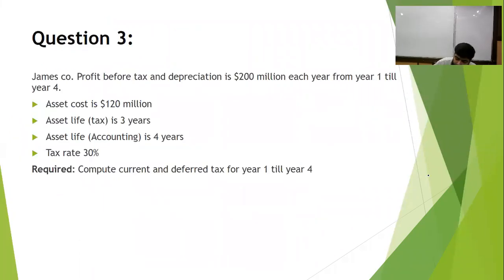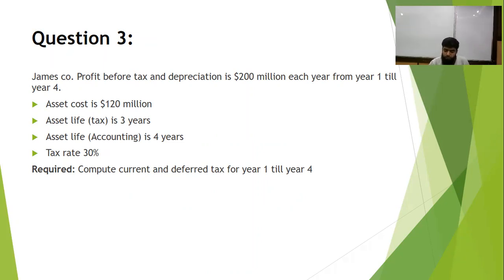Now let's practice how to calculate the deferred tax. James Company's profit before tax and depreciation is $200 million each year. Depreciation has not yet been accounted for from year 1 till year 4. It is assumed that the profit for all years is the same: year 1 the profit is 200 million, year 2 the profit is 200 million. Obviously it's not realistic, but we are assuming right now that the profit for each year is the same.